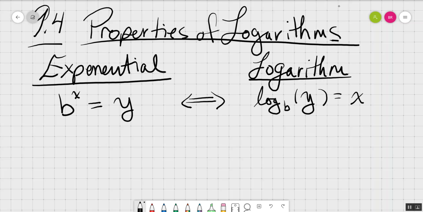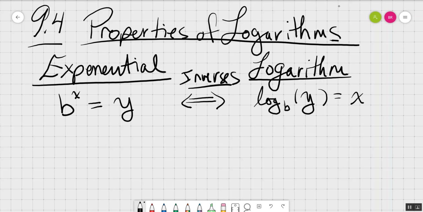So remember, logarithms are asking a question. What power do I need to raise b to get y? I need to raise it to the power of x. It does the exact opposite of an exponential. Its output is the exponent. With an exponential, the input is the exponent. They do opposites of each other because they are inverses. Because you notice how they switch x and y?